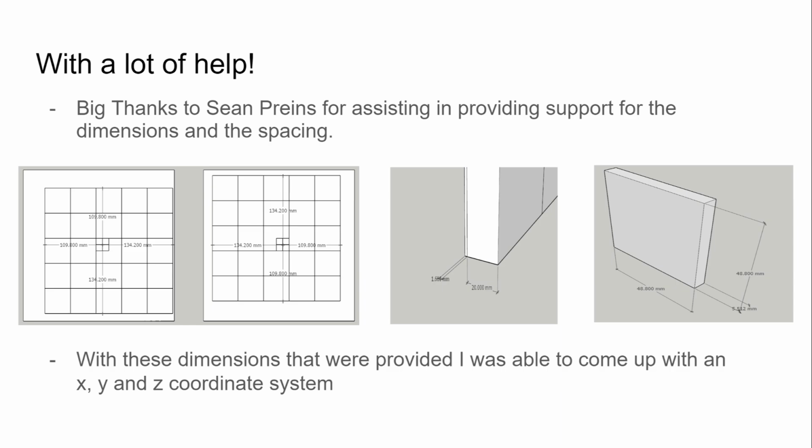We can see our alternating pattern in the first image, the two different plates or the two different boards. We can see the thickness of the iron blocks and the tiles, the thickness of the iron block and the board, and then we have the thickness of even the tile. And so these were the dimensions that I was provided, and with that I was able to come up with an X, Y, and Z coordinate system to be able to map this entire structure.